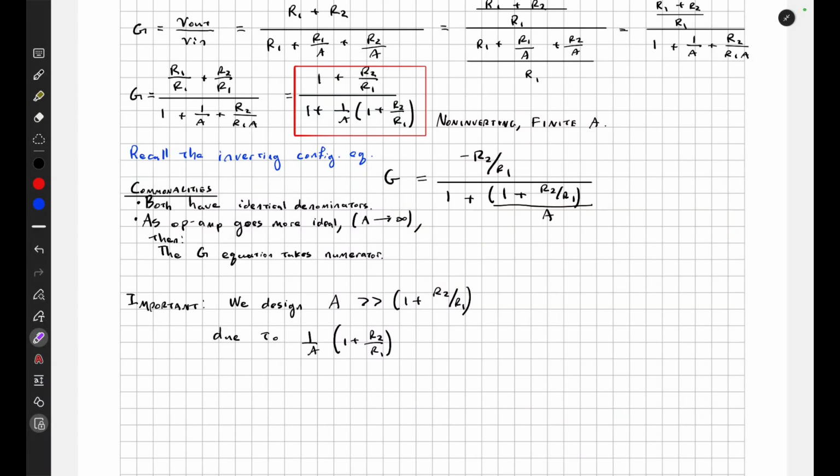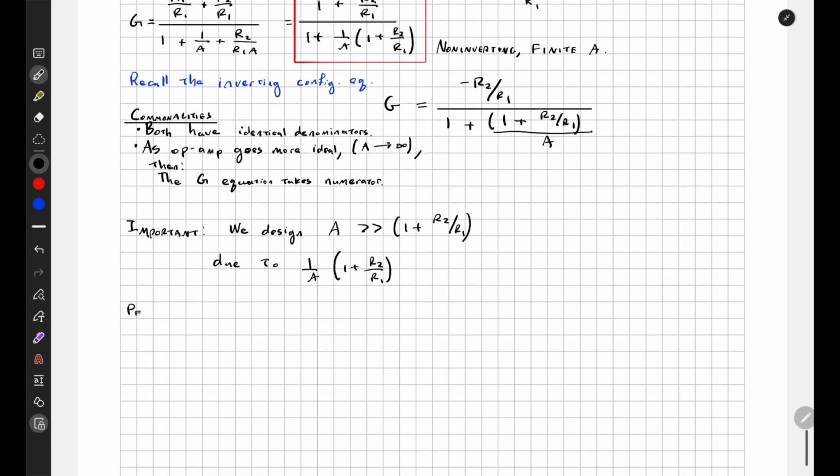And also another important parallel that we have repeating from the inverting configuration. It is the same thing as before when we said there's a percentage gain error between the ideal op-amp and the finite op-amp.